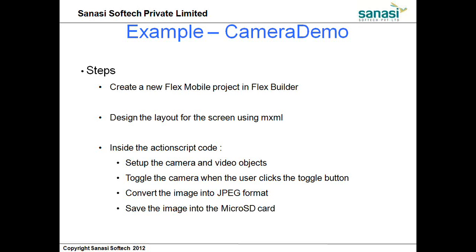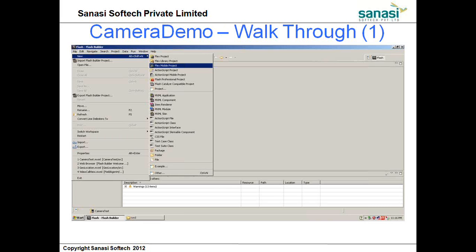And of course, once the user clicks on the button, we are going to convert this raw image into JPEG format, and finally we'll try to save it onto the micro SD card. Okay, so this is the set of steps that we are going to follow for this particular project.